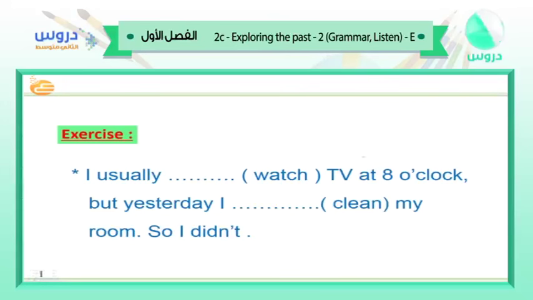Okay, let's go to the exercise and see. I usually, talking about something that usually happens. Okay, just a keyword, everybody. So, what do we use? Present simple or past simple? Watch. This is the verb. What do you think, guys? TV at 8 o'clock. Usually, adverb of frequency.